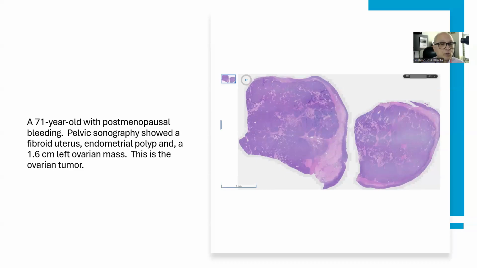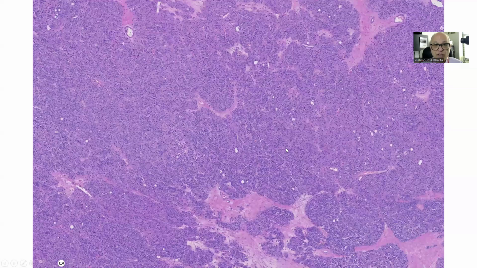Next case is a 71-year-old with postmenopausal bleeding. She had a hysterectomy, and the left ovary here has a 1.6 centimeter tumor. You can see in this section, again, you notice the nodularity, how these cells are arranged in vague nodules. Again, I don't think you can make anything malignant out of this. It's not carcinoma. I don't think it's a germ cell tumor. I think we are still in the sex cord stromal tumor.